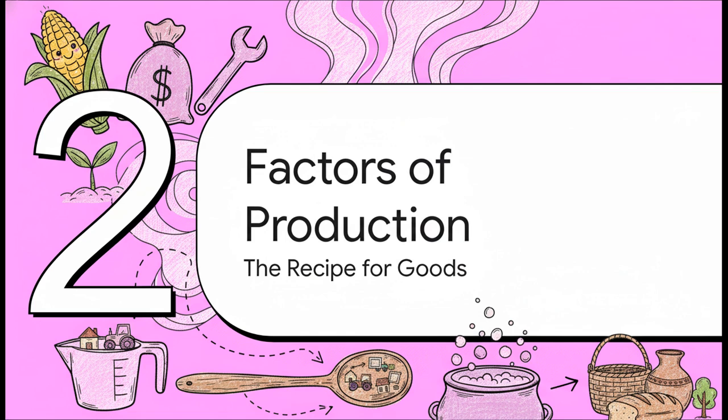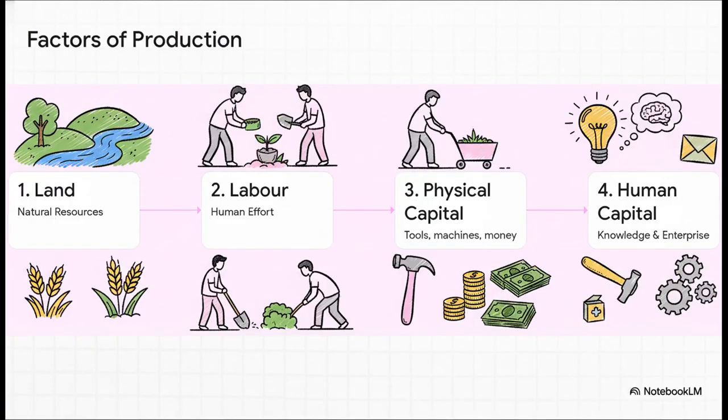Okay, moving on to our second section, the factors of production. You can think of this as the recipe for production. For any kind of production to happen, we need certain essential ingredients. So, what are these ingredients? There are 4 requirements for production. Please remember these very carefully.